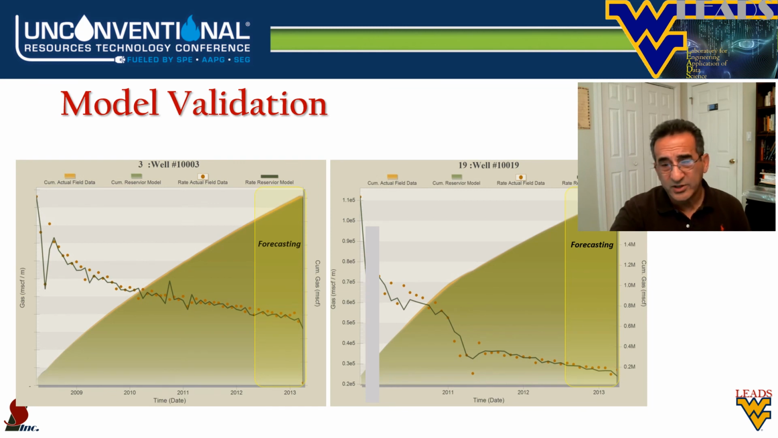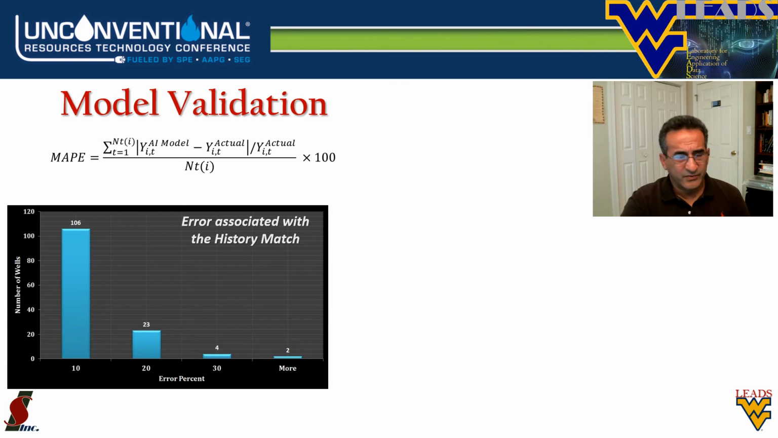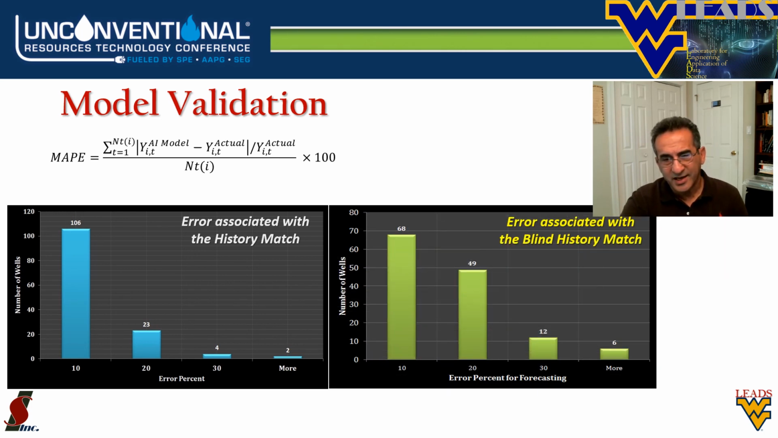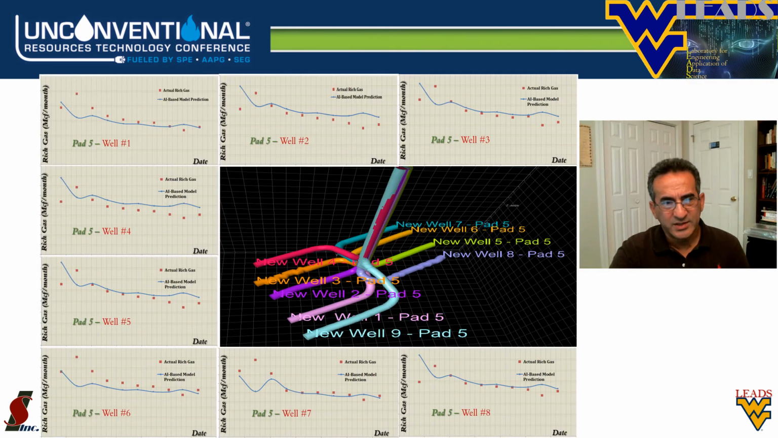What you saw earlier was for the entire field. This is for specific wells, and as you can see, the forecasting is highly accurate. For the history matching, about 106 wells had about 10% error, 23 wells had about 20% error, and so forth. For blind forecasting, again, you can see how low it was. After it was done, the company we had the data for provided Sudhabe with more data for new wells and asked her, can you predict? She did, and gave it to them, and this was the result.